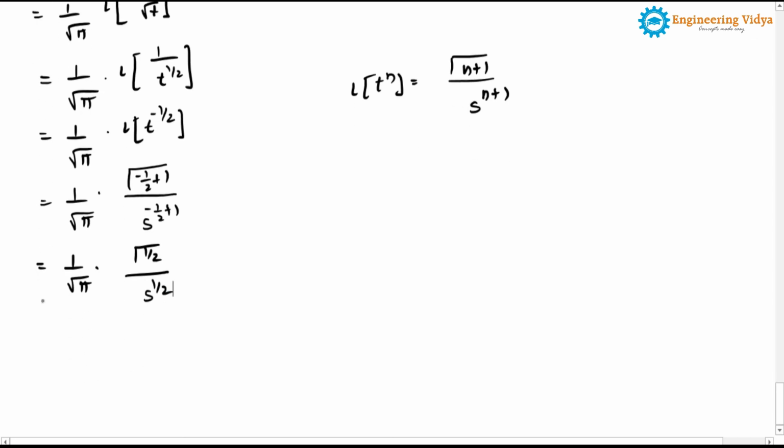And again we will do the basic simplification here. So 1 upon square root of pi, gamma of 1 by 2 is nothing but equal to square root of pi only, right? And s raised to 1 by 2 can be replaced by square root of s. So square root of pi and square root of pi will cancel. And after that here we will write 1 upon square root of s. And this is our final answer.